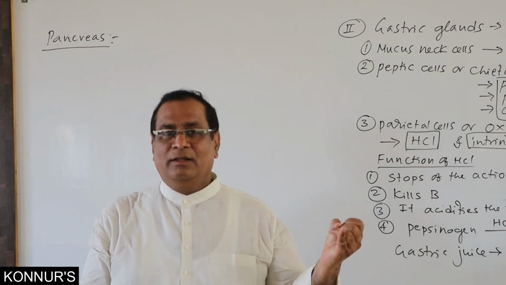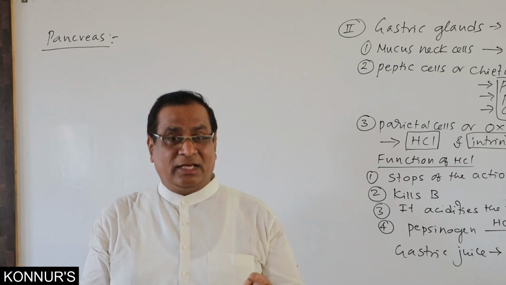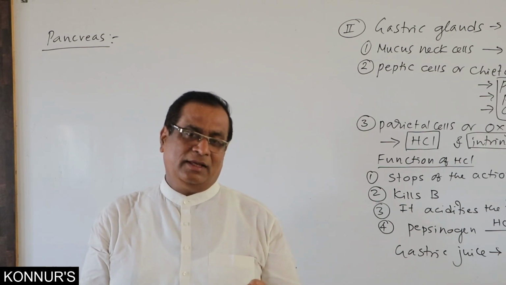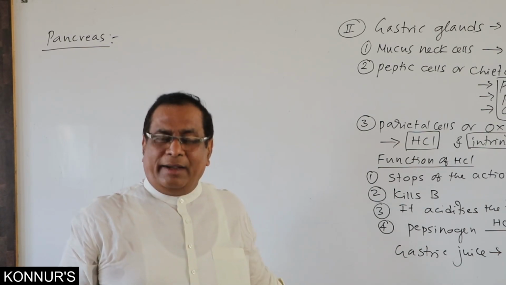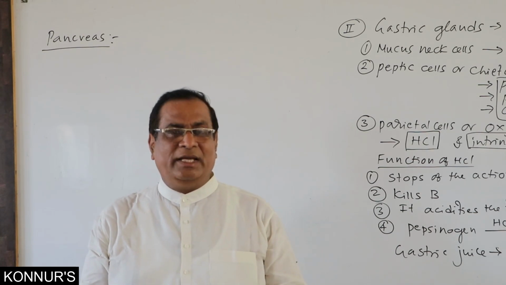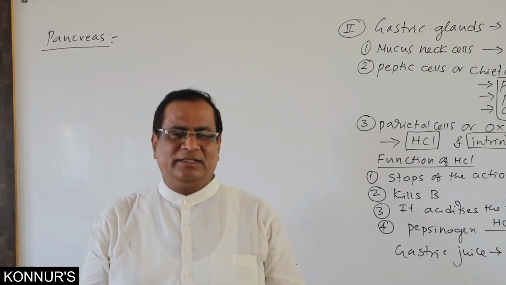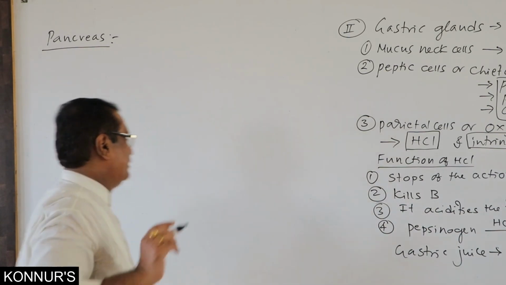Salivary glands are exocrine glands. Gastric glands are exocrine glands. Even liver is exocrine, and intestinal glands are also exocrine. But the interesting thing about pancreas is it is both exocrine and endocrine.